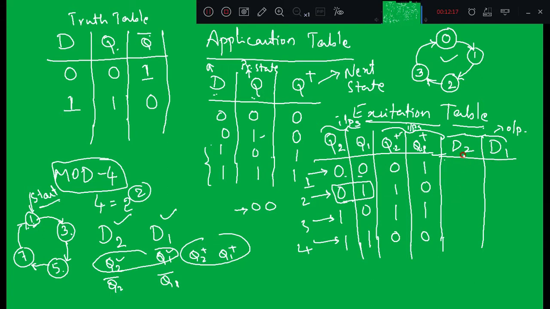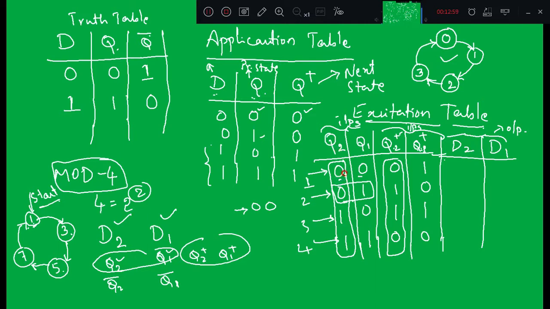Now we need to decide the values of D2 and D1. These two columns are filled by referring to the application table of D flip-flop, right? So now you see here, Q is equal to 0, Q plus is equal to 0. Here I have two sets of Qs. One is Q and one is Q plus, right? So just mark them and fill those D2 and D1 columns based on the application table, right? So here Q is 0. What I am referring here is, instead of Q, I am referring to Q2, right?